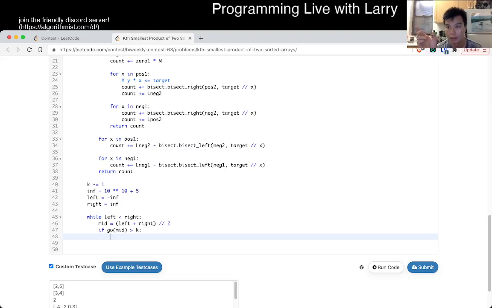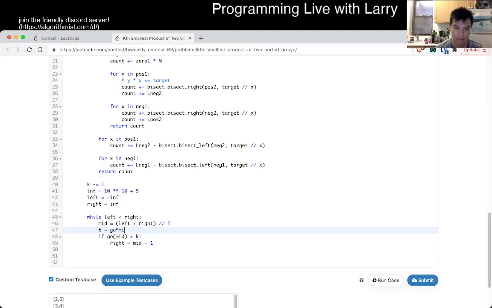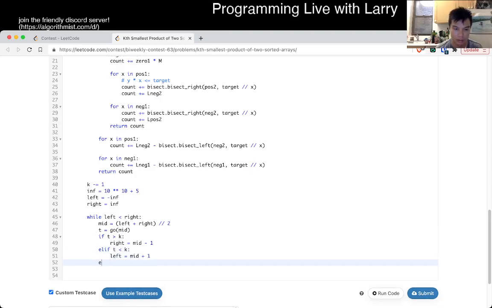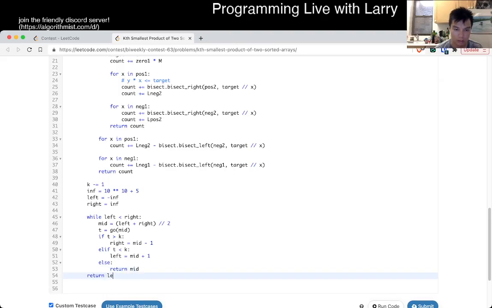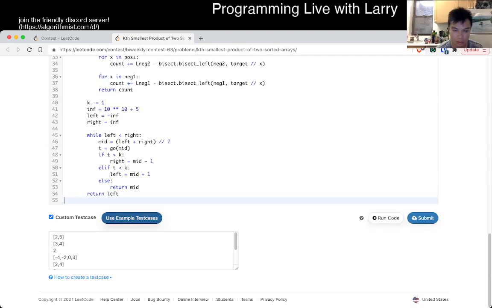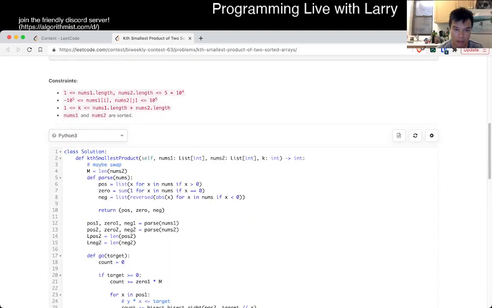Is too many, that means everyone's smaller number. Okay. I'm too lazy to think out of the case. Generator is not reversible. I didn't know that actually.